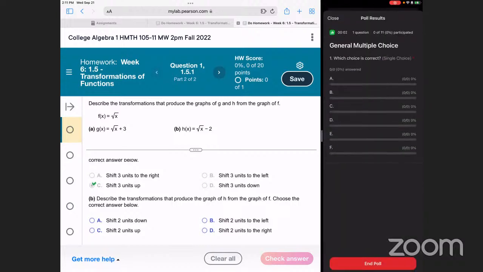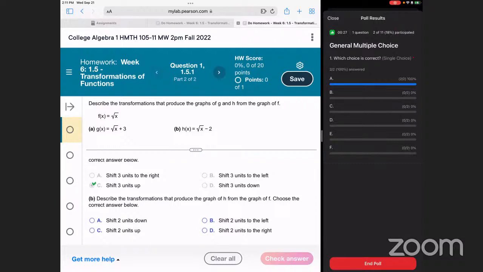So then for part B, the manipulation is still outside, but now instead of adding 3, we're subtracting 2, right? So is it A, B, C, or D? Okay, so let's look at this. A says shift 2 units down, B says shift 2 units to the left, C is 2 units up, and D is 2 units to the right? Okay, I'm still looking for my 30%.